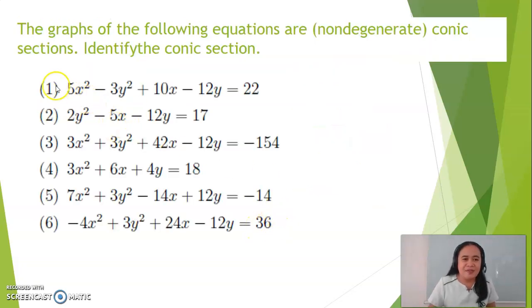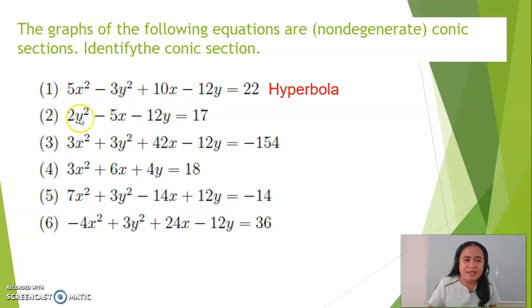Okay, now these are different equations and they are all non-degenerate. Meaning it really appears. So when you sketch this, you can really have its graph. So let's identify by simply inspection. For number 1, we have x squared and we have y squared and it is subtracted. So this is a hyperbola.